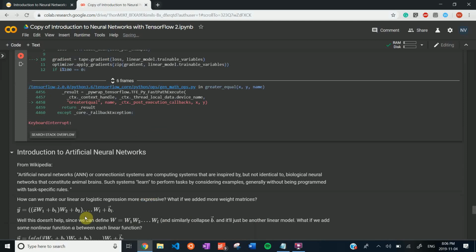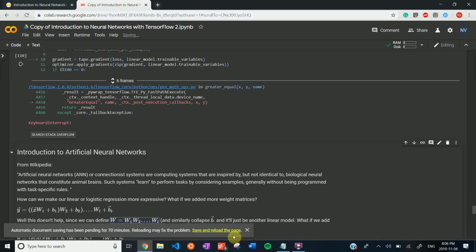So what if we just added more weight matrices? What if we multiplied x by some weight, added some bias, and then did that over and over again? Well, you'll find that's not going to help, because if you expand this out, you can just model this by the original linear function we had, where we have some big W that's the multiplication of all these matrices, and we can similarly collapse B. So this is not going to get us any progress.